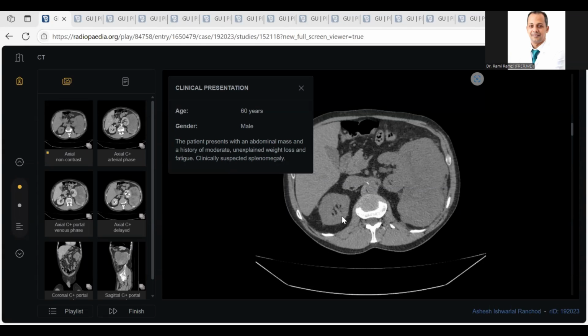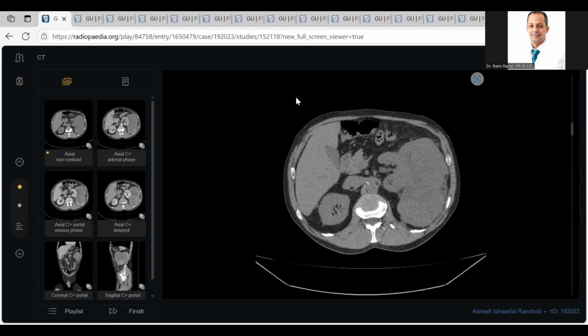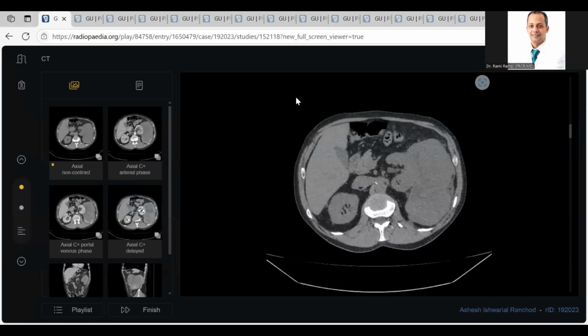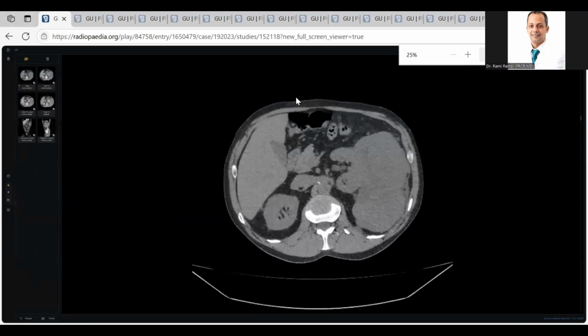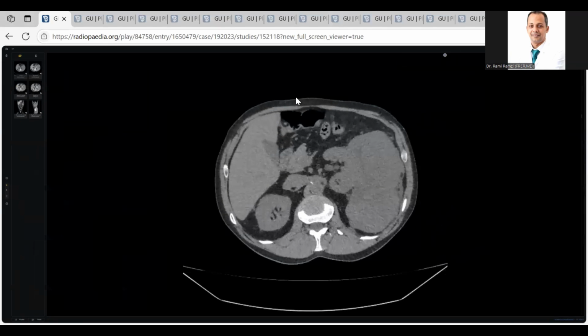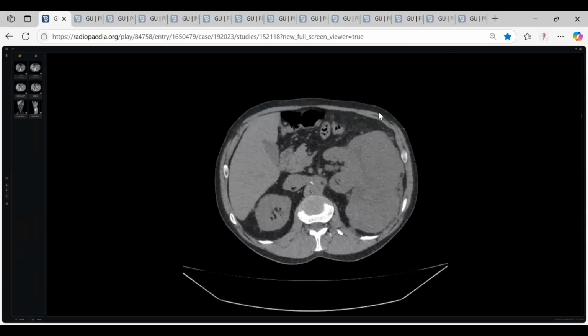A 60-year-old male patient presented with abdominal pain and an abdominal mass. I am presented with a CT abdomen and pelvis of this patient, starting with unenhanced CT, axial sections.